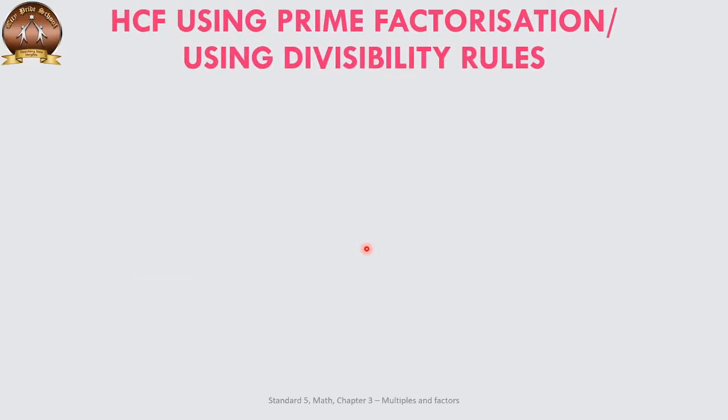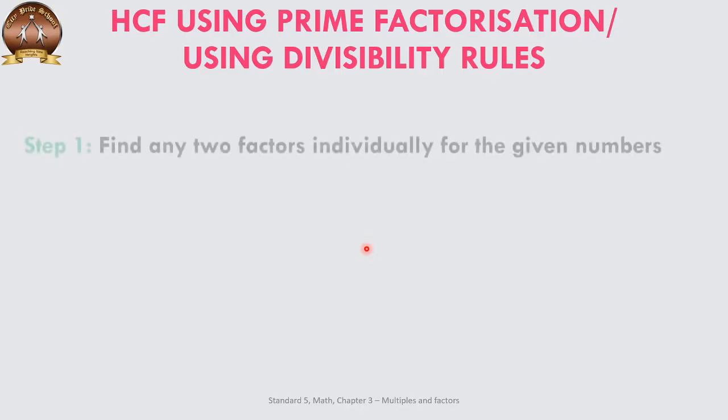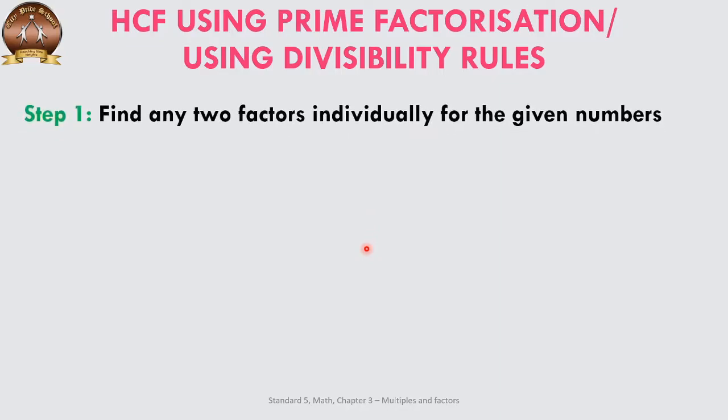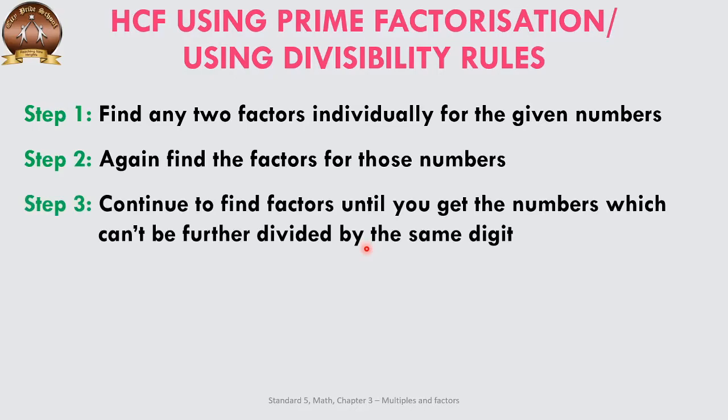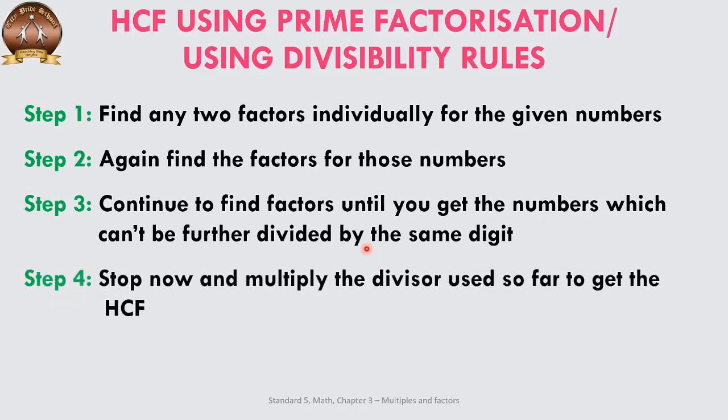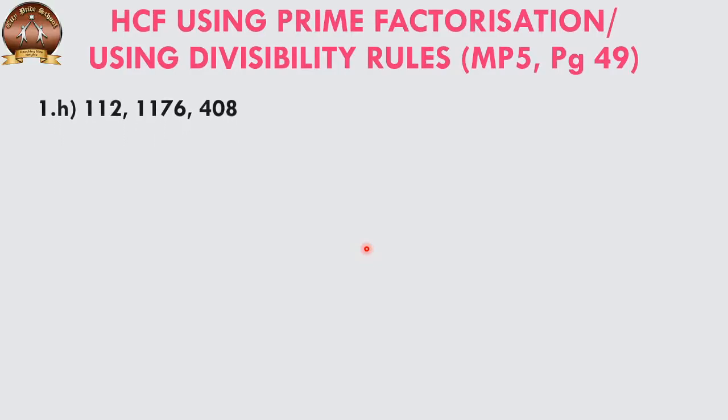The second method used for finding the HCF is the prime factorization, which is also known as the divisibility rules method. Here we have a few steps to be followed. The first step states to find any two factors individually for the given numbers. Again find the factors for those numbers. Then continue to find factors until you get numbers which can't be further divided by the same digit. Then stop and multiply the divisors used so far to get the HCF. Now we will see one question related to it.